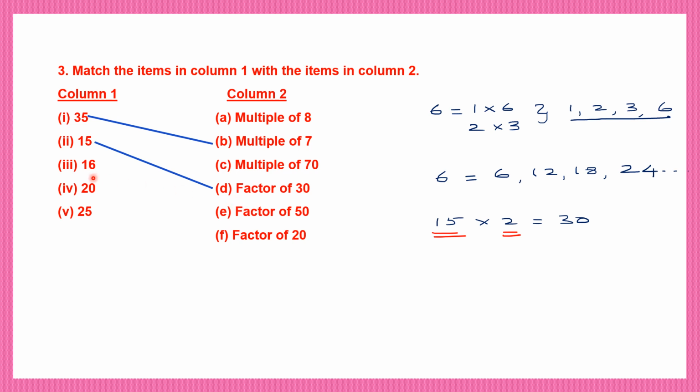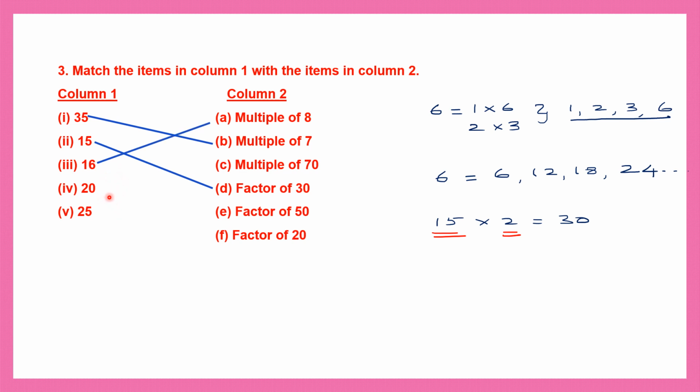Next one, 16. So let's try again the ones that have not been used. B and D are over. Now let's go to the next ones. Now A, multiple of 8. Remember, multiples will be greater than that number. And this number is 16. Is 16 a multiple of 8? Yes, 8 twos are 16. So that's the answer.